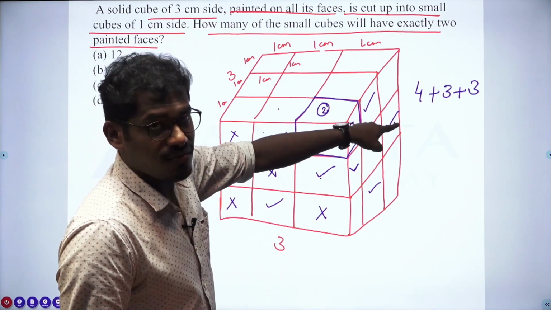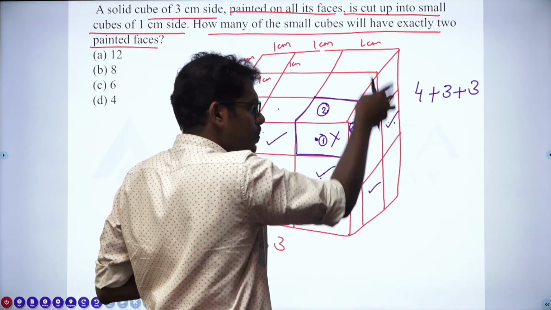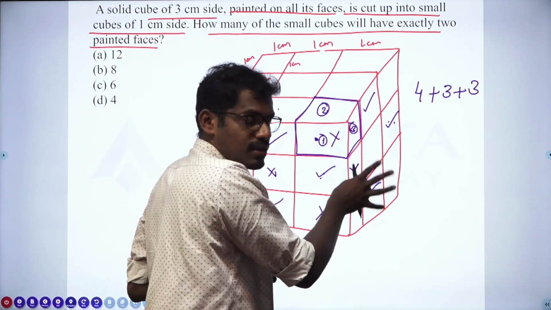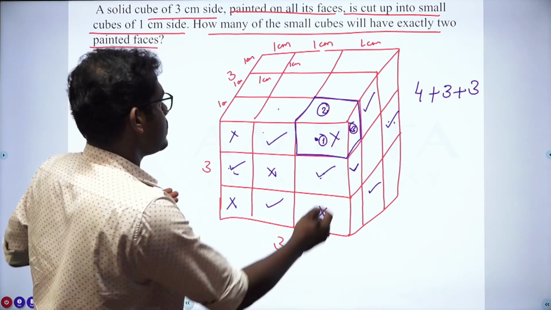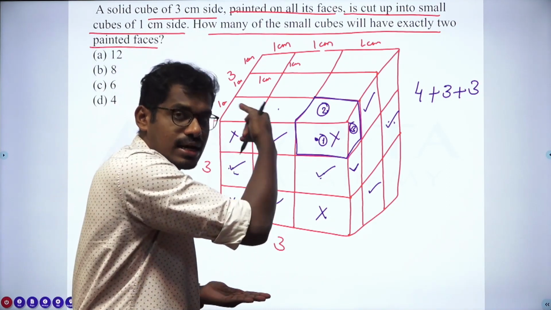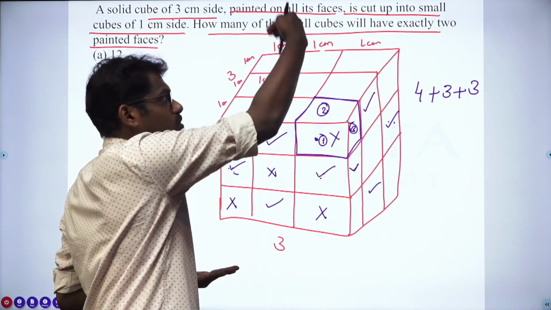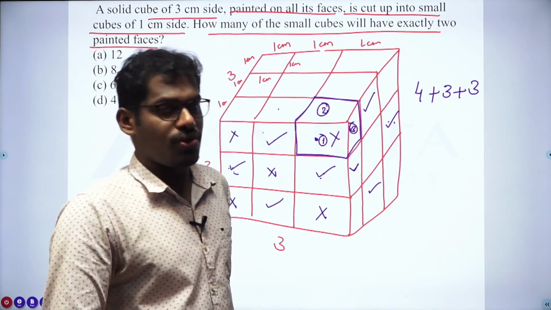This face is already taken. Why? Because this cube is counted for this right face. Okay. This face, the left face, is already taken, and it was a cube that was also part of the back face. So that cube is also taken.